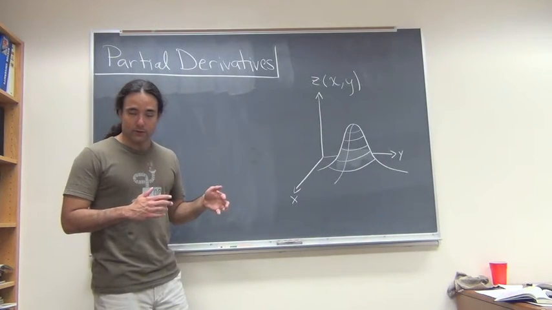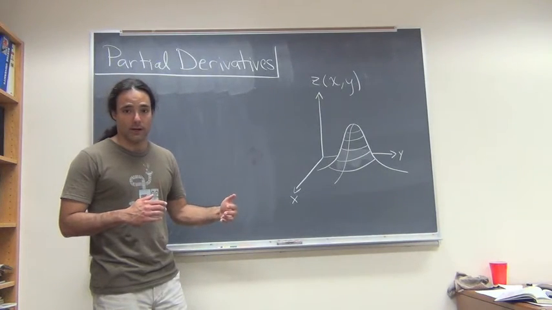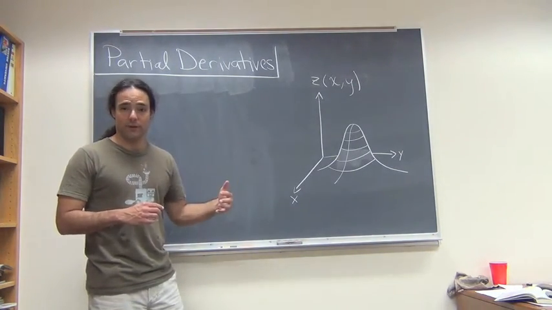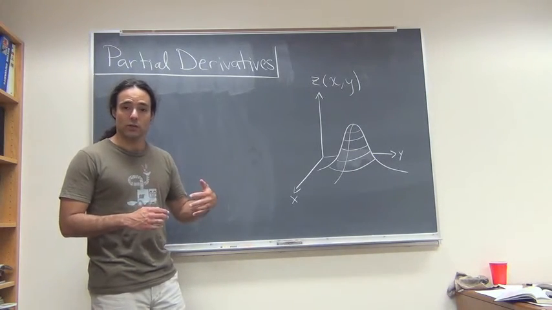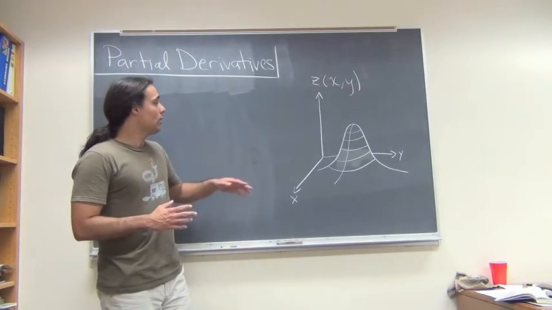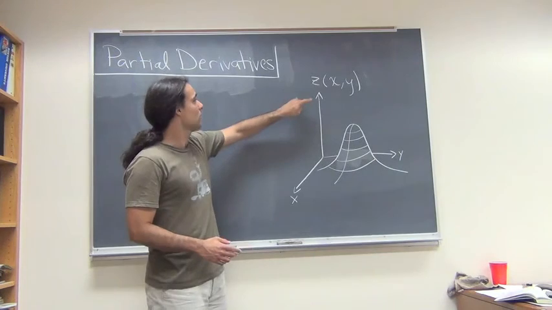When we take a derivative, we're looking at the rate of change of some variable with respect to another variable. But what happens if your function depends on multiple different variables? Suppose you want to change a couple of different variables at the same time. Well, that gets a bit more complicated. Let's take a simple example.